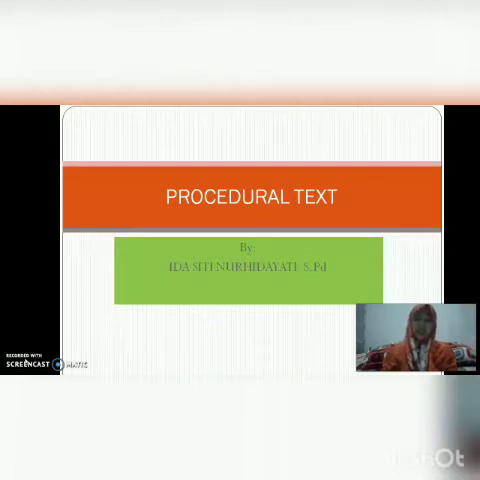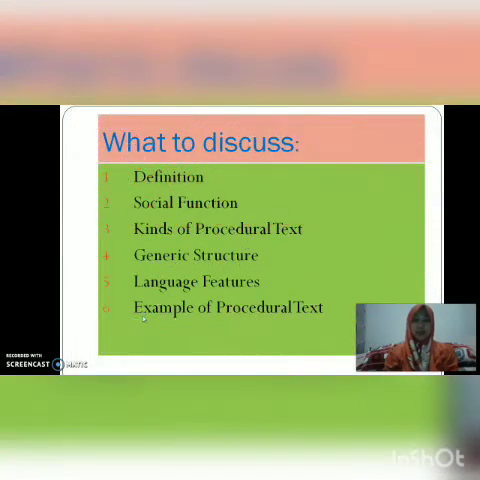Okay, students, now we are going to talk about procedural text. What to discuss in this material? I want to discuss 6 things in this material.